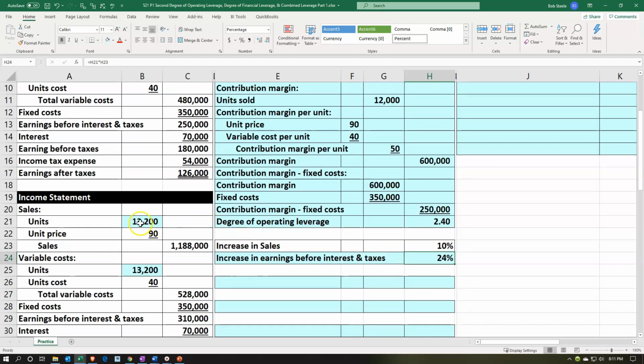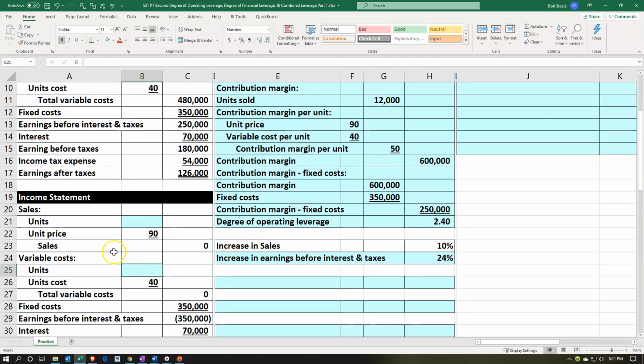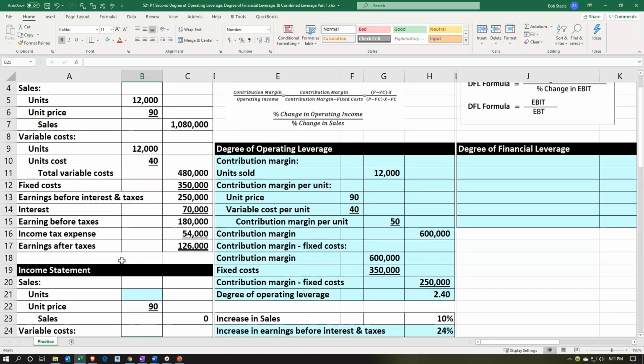So to prove that, we can actually copy out our income statement down here, and I'll just increase. So I've got the same income statement. Everything's the same, except that I'm going to increase the units that we sell by 10%, which is going to increase the sales by the 10%. And then the variable costs will follow because they vary with relation to sales. So I'm going to increase the 12,000 units we're selling by 10%.